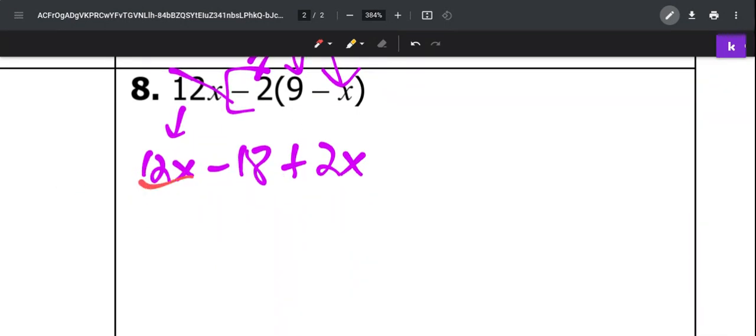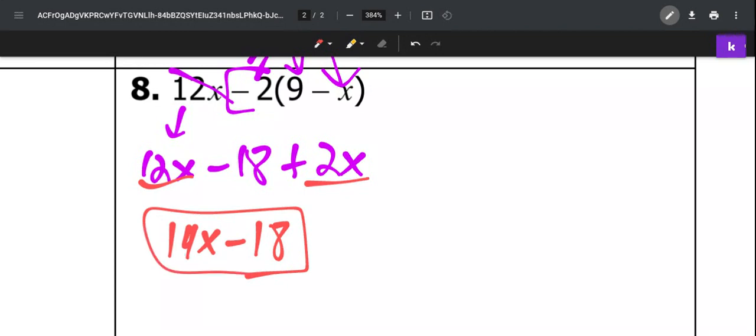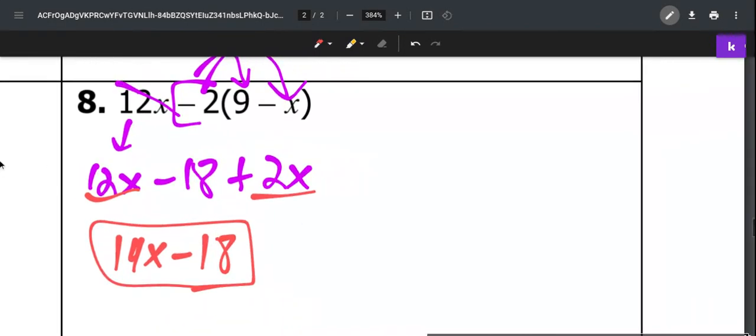So combining like terms, 12x plus 2x gives us 14x minus 18, and we're finished. Now, here's the other way you could do this problem.